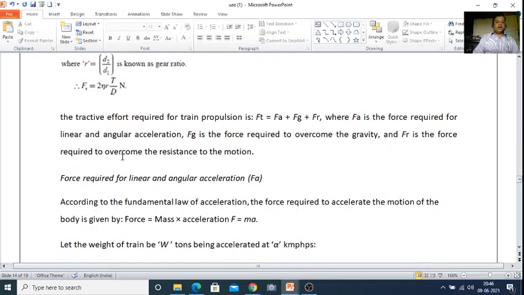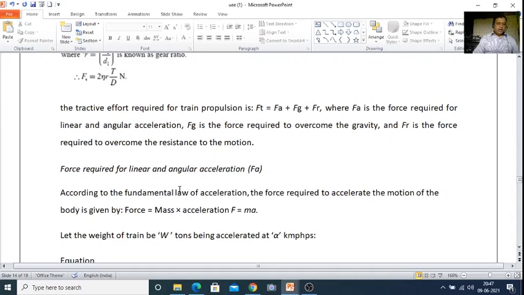The total tractive effort required, Ft, is equal to Fa plus Fg plus Fr, that is, the force for linear and angular acceleration plus the force required to overcome gravity plus the force required to overcome the resistance of motion. So tractive effort is a very important effort in traction, where Ft is the sum of the force required for acceleration, gravity, and resistance of motion.